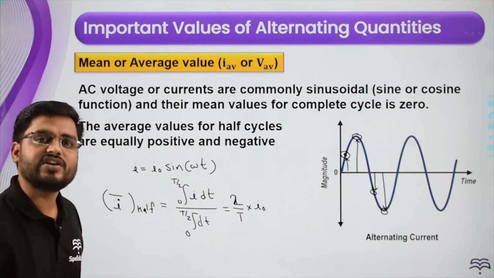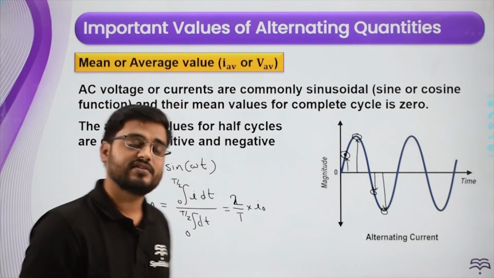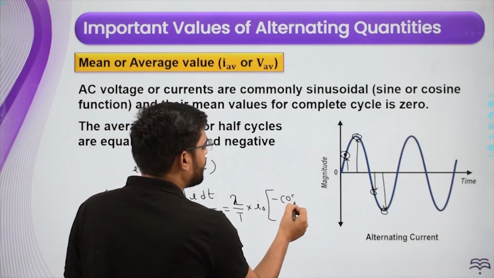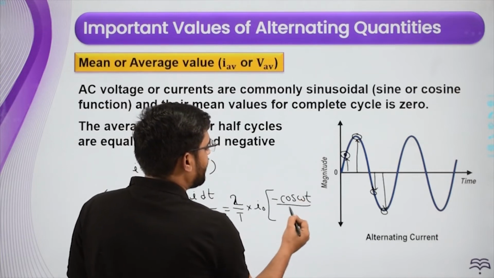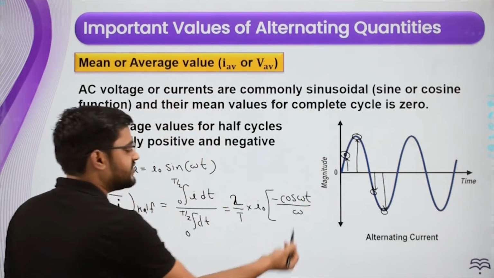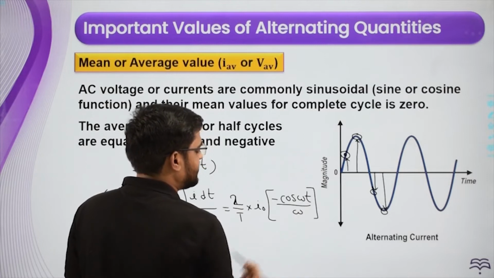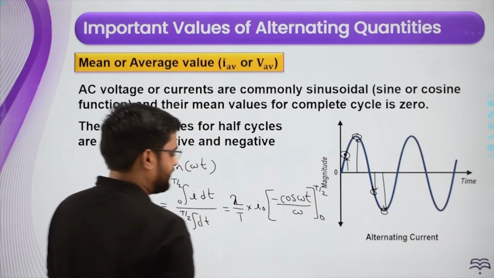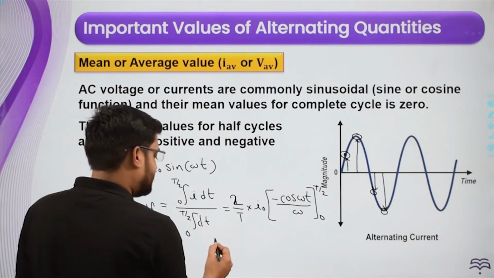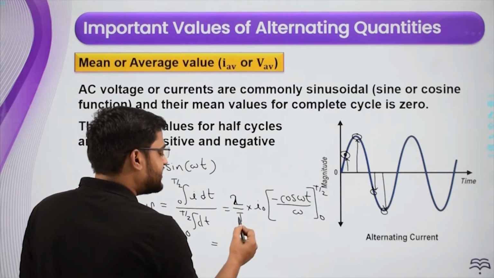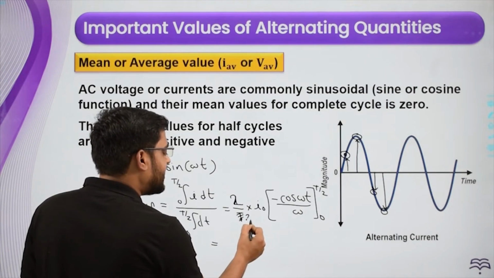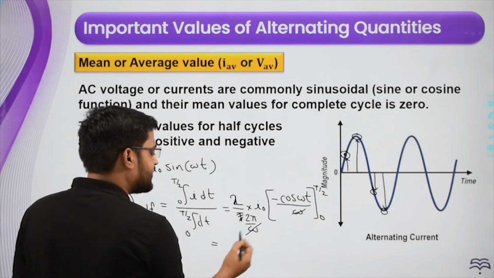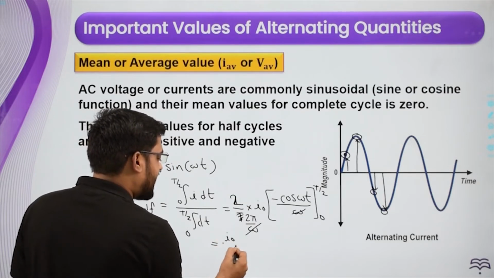So what is the integration of sine? It is minus cos, right? So the integration is minus cos omega t divided by omega. The coefficient of t also has to be divided. We are doing the integration, and the limit is going to be 0 to T by 2. Now, here I am putting the values. T is what? 2 pi by omega. So instead of T, I am writing 2 pi by omega. This omega and this omega cancel out. The 2 cancels out to get I naught by pi.